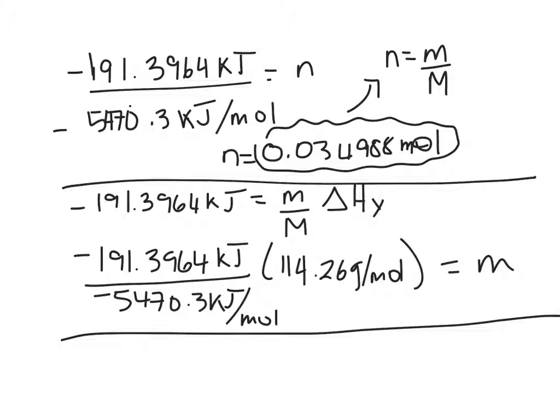So 0.034988 moles times 114.26 grams per mole. So approximately, how many grams of octane were burned? 4? How many significant digits in your answer? 3. Good. So 4.00 grams.